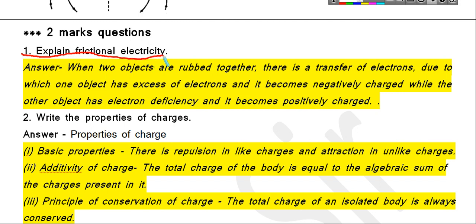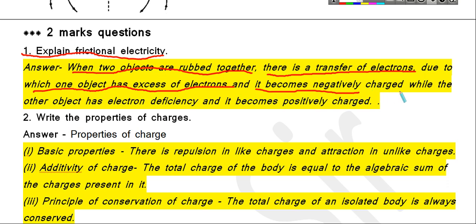Explain frictional electricity. When two objects are rubbed together, there is a transfer of electrons, due to which one object has excess of electrons and it becomes negatively charged, while the other object has electron deficiency and it becomes positively charged.